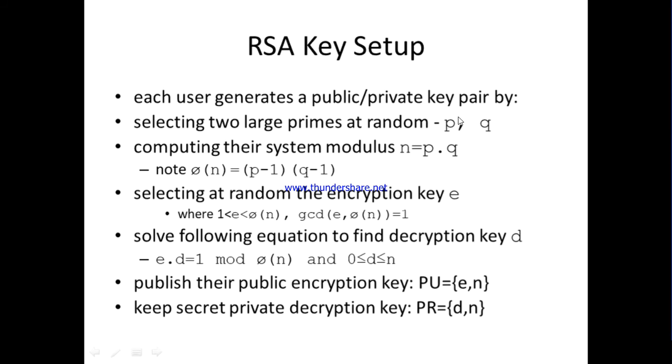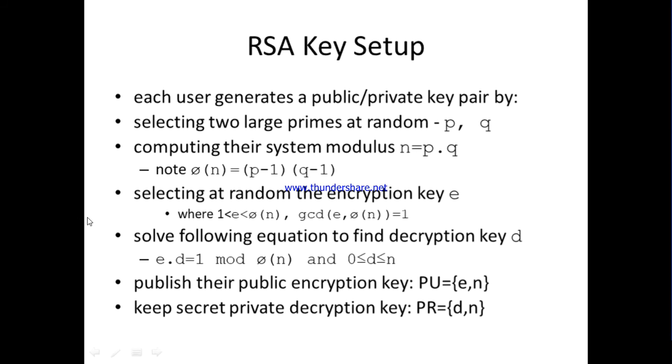For example, if I take two prime numbers, 7 and 11. Generally they will be large prime numbers, but I am taking a simple example. With 7 and 11, n equals 7 into 11, that is 77. For phi of n, 7 minus 1 is 6 and 11 minus 1 is 10, so phi of n equals 60. Phi of n is nothing but (P minus 1) multiplied by (Q minus 1).